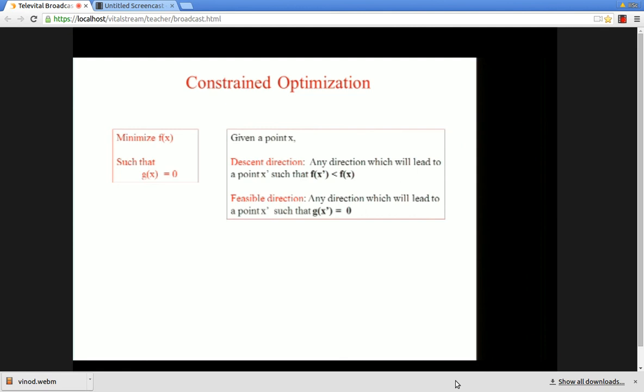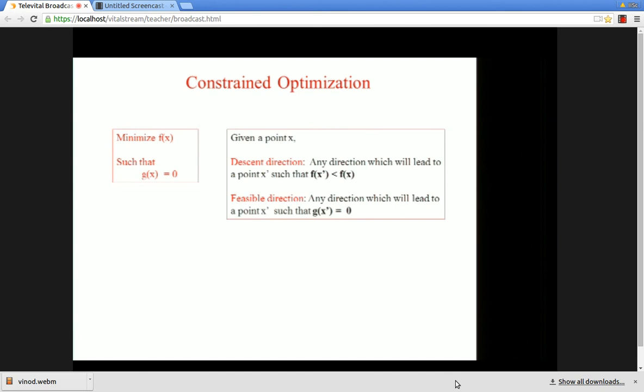Sure. So in other words, let me ask you this question. What kind of descent directions can this point have, which I'm claiming to be the minimum? A descent direction, which is also feasible. Descent direction is where the function reduces. Feasible direction is where the constraint is satisfied.